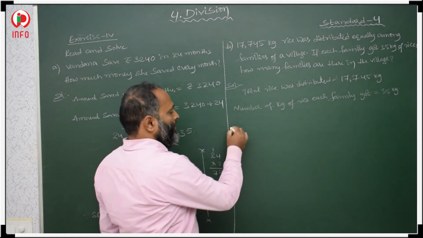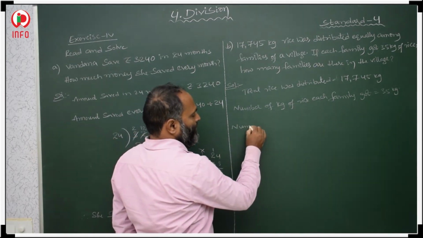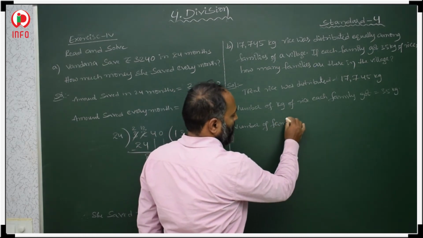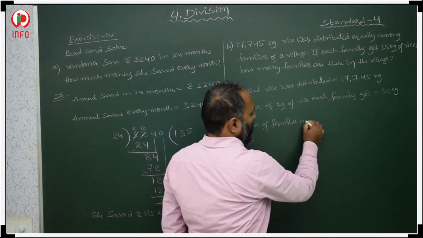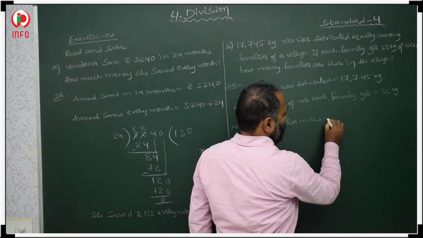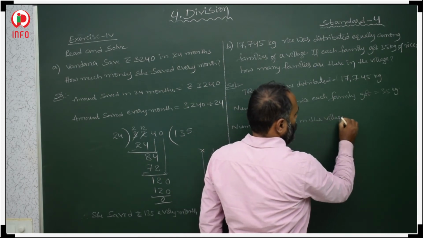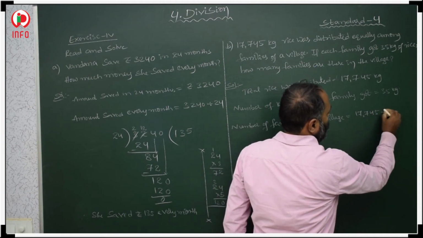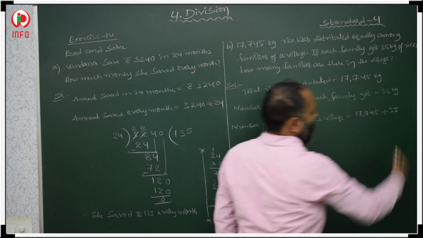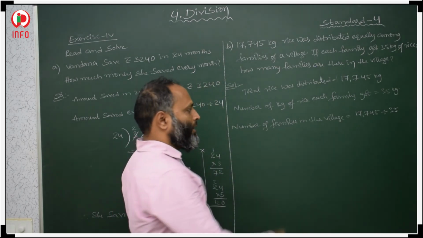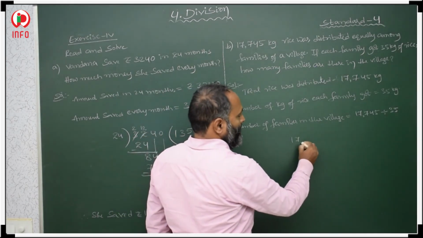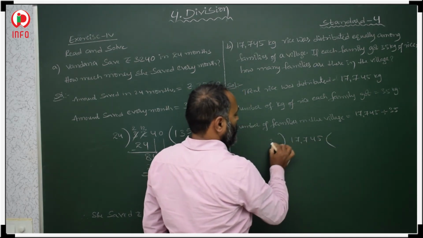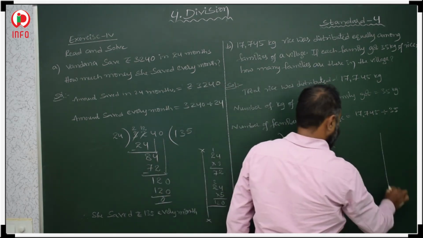Therefore, the number of families in the village is equal to 17,745 divided by 35. Then 17,745 divided by 35.